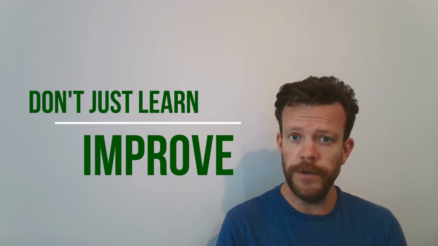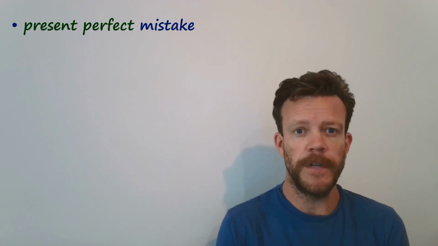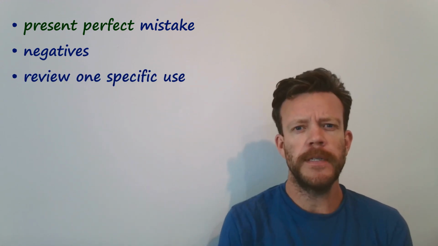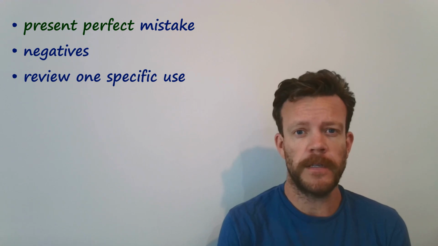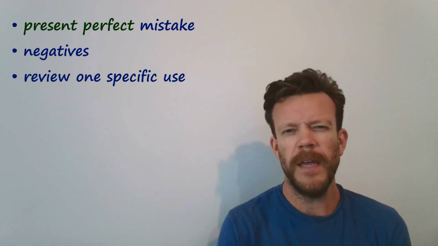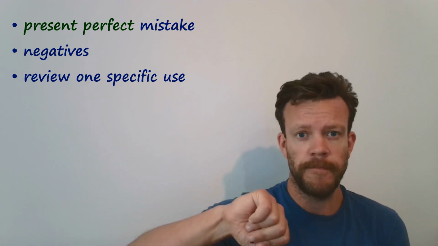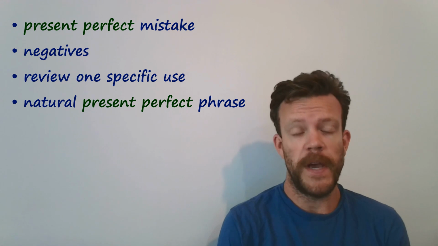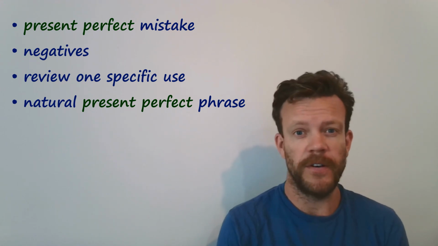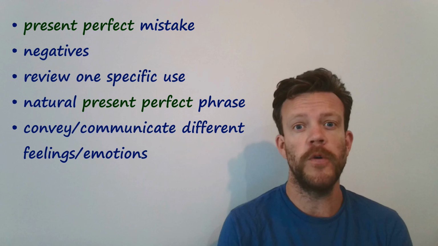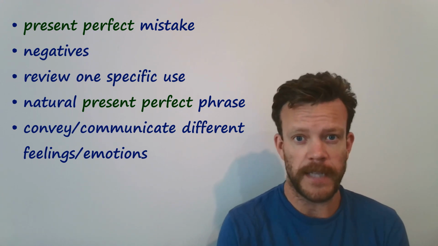Don't just learn, improve. So today we're going to look at a present perfect mistake I often hear involving negatives. This is with one specific use of the present perfect, which we will review, and then look at why it's a little bit more confusing when you use it in the negative. There's also another way to say this, which you can think of as a natural fixed phrase. This is quite useful because we often use it to convey or communicate specific feelings and emotions.